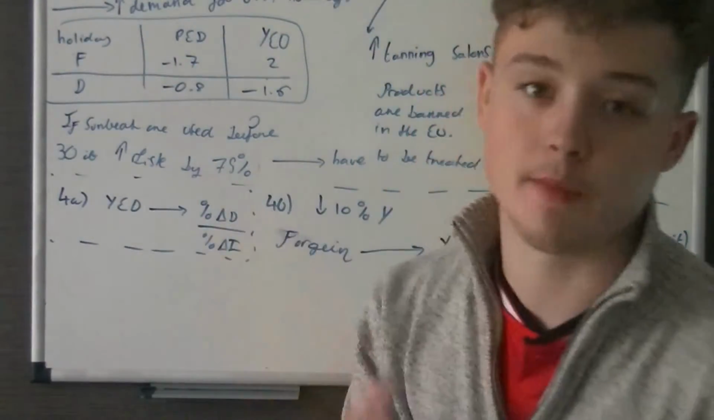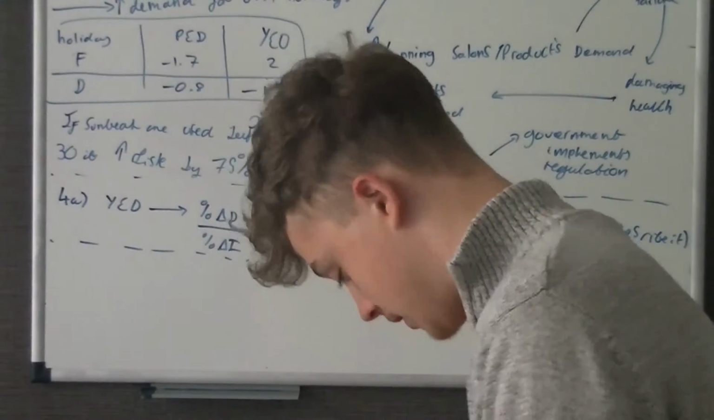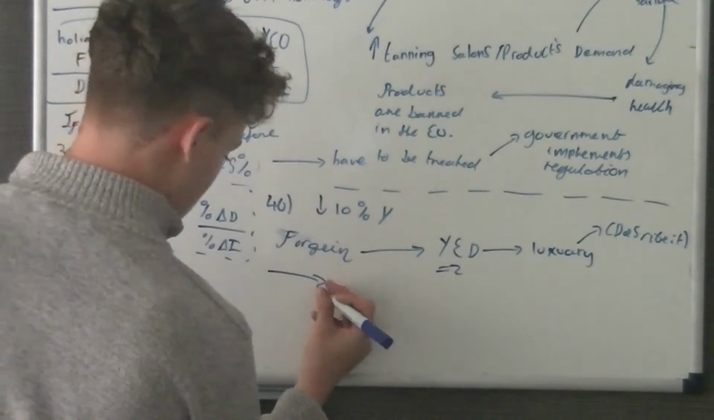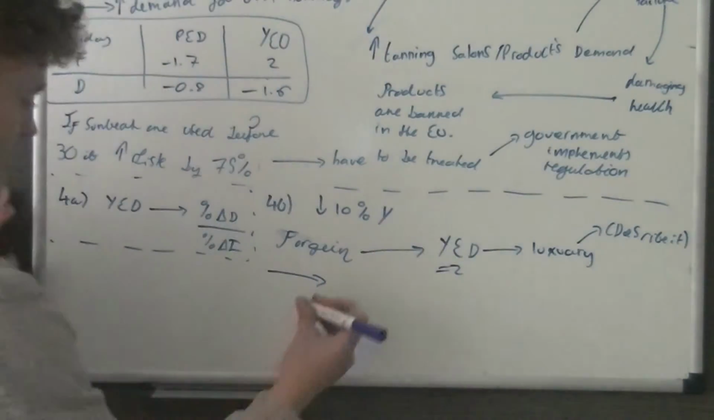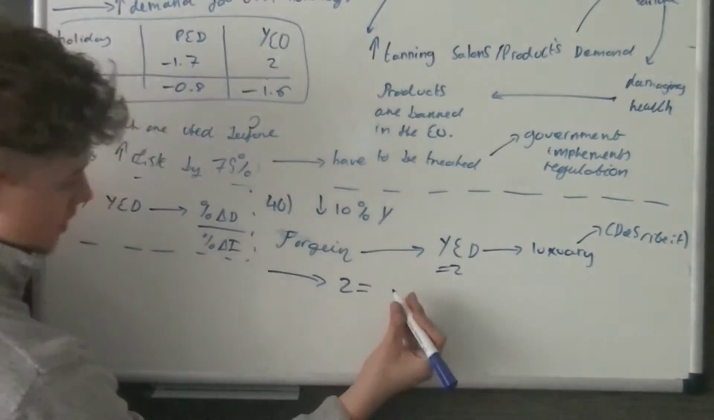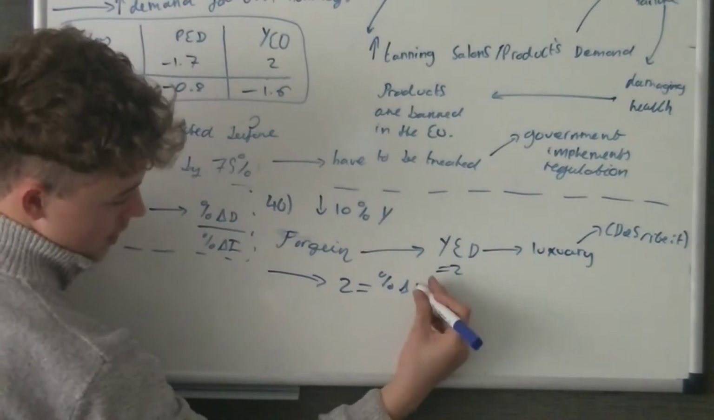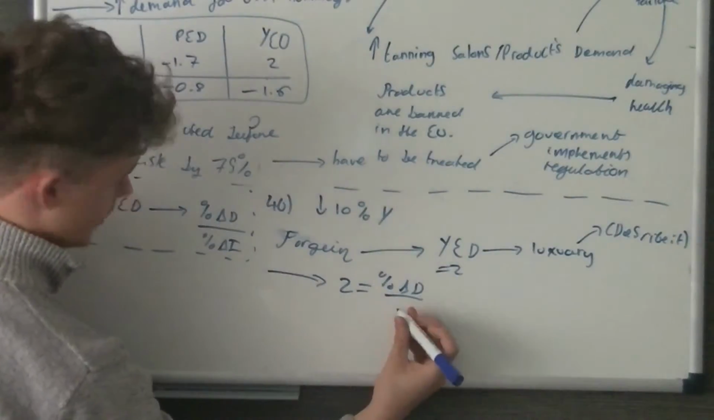And you only have to give a brief statement saying that it's a normal good, as demand increases as incomes increase. That's why it's positive. So you say, use the formula. So if YED equals 2, it equals percentage change in demand over percentage change in income, and the percentage change in demand we don't know, that's what it's sort of asking us to find. It's sort of hidden in there.